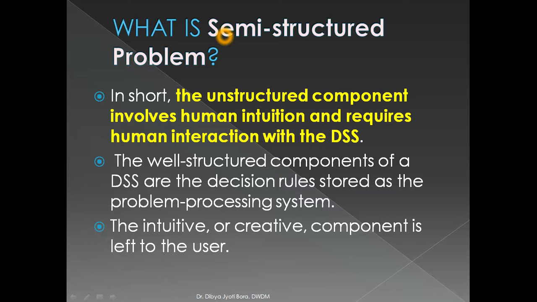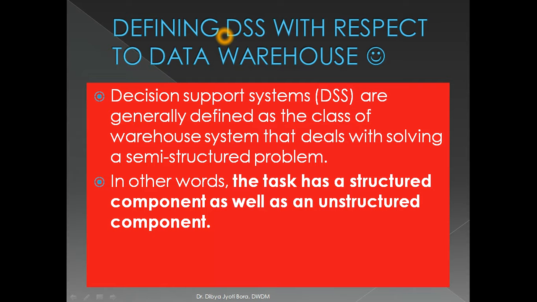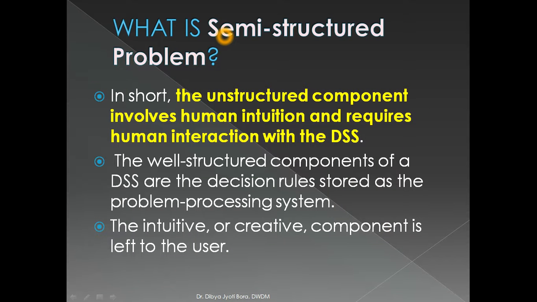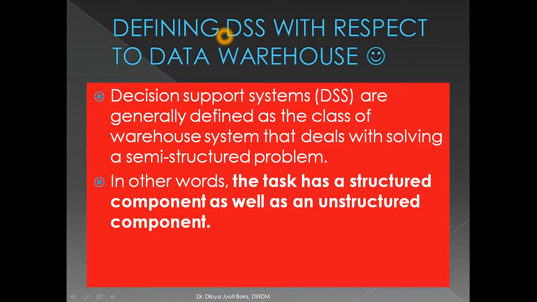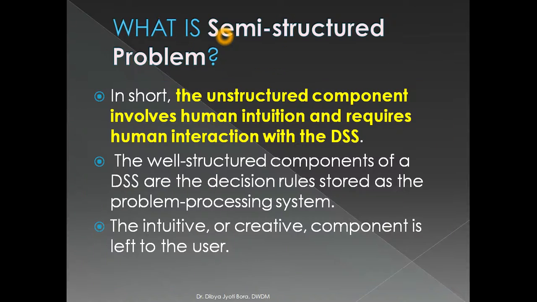Semi-structured problem. As you have seen in the last part, decision support systems are defined as the class of data warehouse system that deals with solving semi-structured problems. So DSS always tries to solve a semi-structured problem. A semi-structured problem is the problem where we have some structured component as well as some unstructured component.